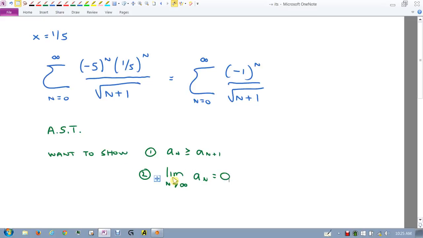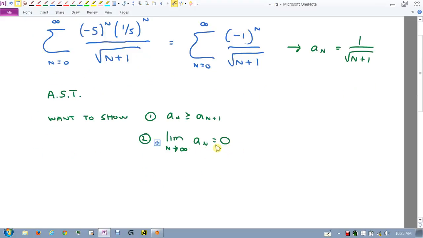And when I say a sub n, I'm only talking about which part of it? The positive part of it, right? Remember with the alternating series test, you ignore the negative part. You look at the remaining part, which I'm calling a sub n here. That's 1 over root n plus 1. So take a look at that. Does the limit go to 0 of this? Yes, so that I think I can check just by looking.